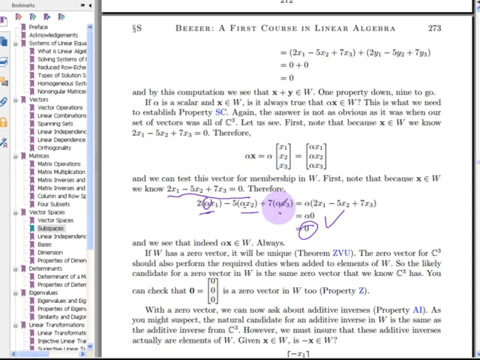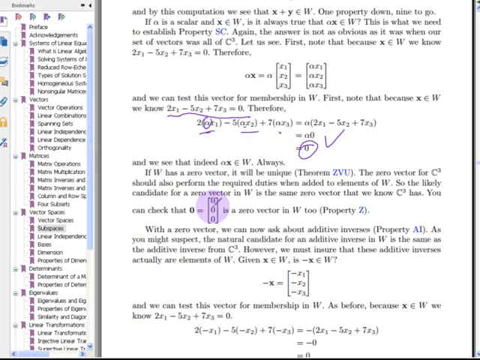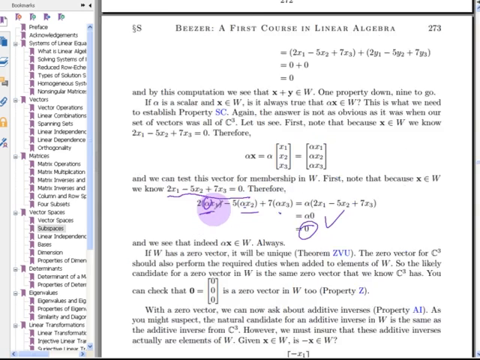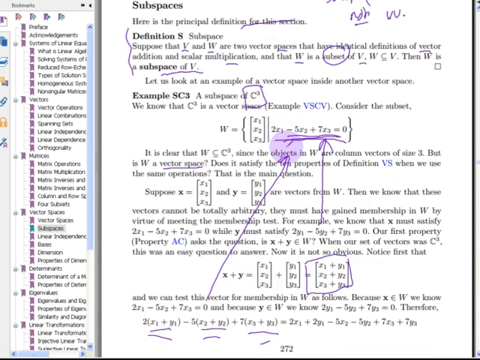Okay. If you remember, the other thing we had to show was that the 0 vector was in W. But if you go back to this homogeneous relation, the 0 vector certainly satisfies it. If I put x1 equals 0, x2 equals 0, x3 equals 0, that's certainly equal to 0. So the 0 vector is in W.